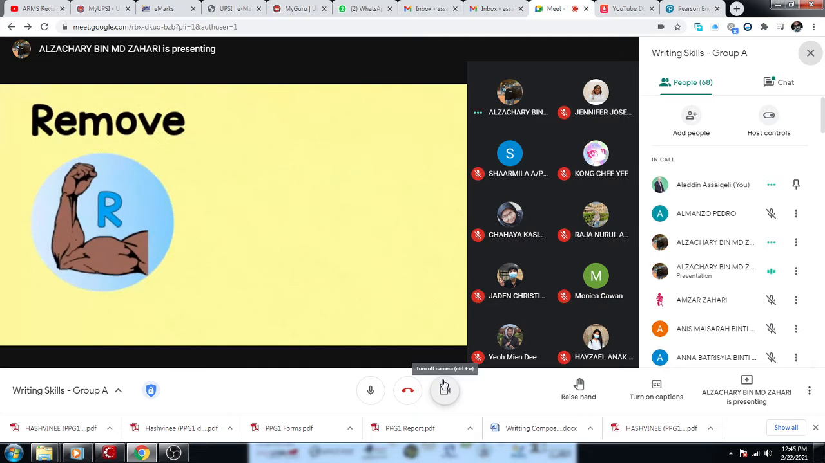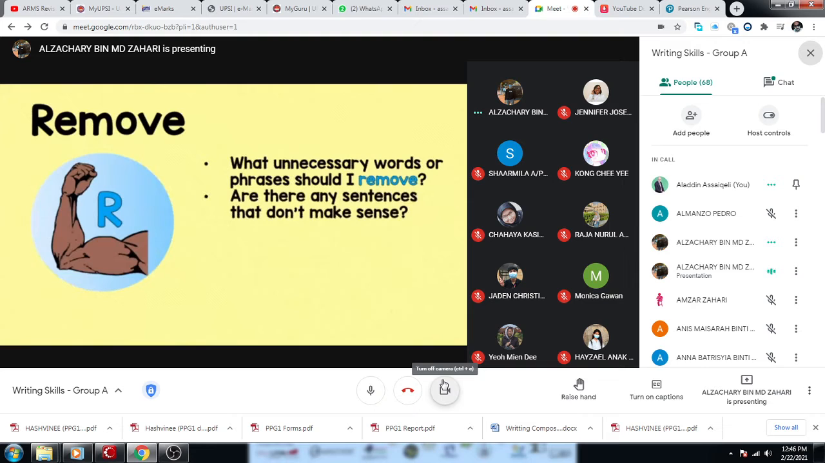Next, let's talk about the R, remove. As you revise your writing, ask yourself, what unnecessary words or phrases should I remove? Are there any sentences that don't make sense? Are there any sentences that don't support my topic sentence?